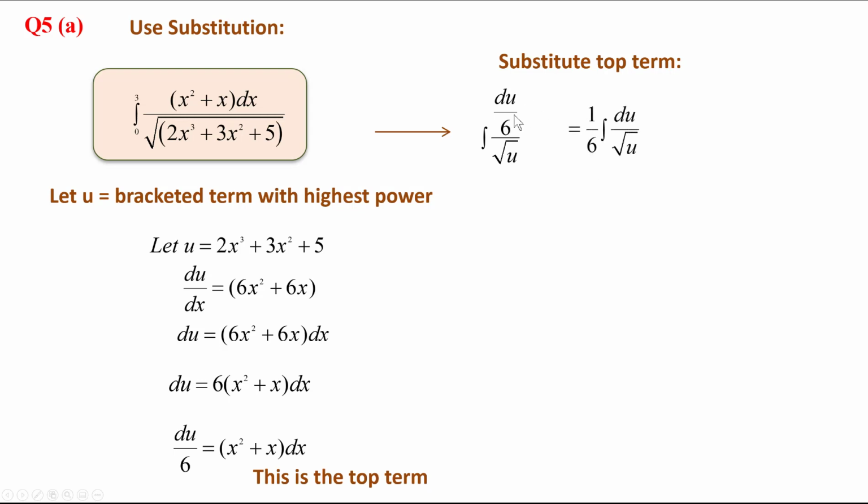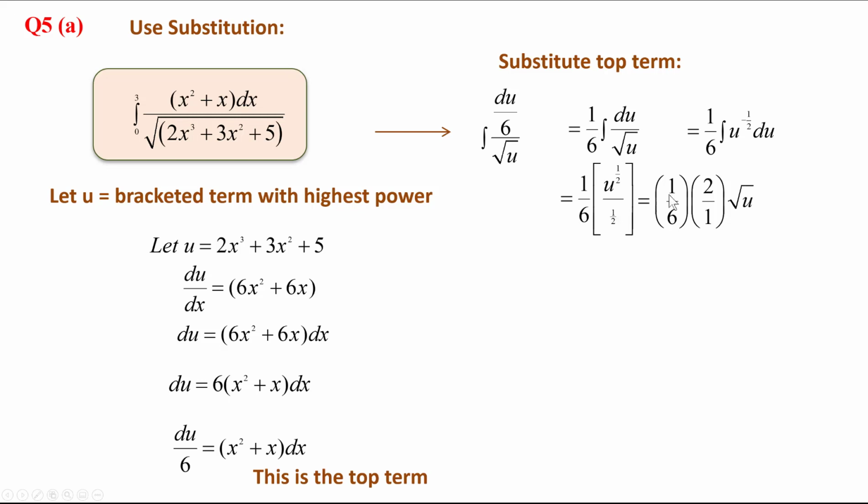So we can take out the 1 over 6 and we can write the square root of u as u to the power of a half, and 1 over the square root of u is u to the power of minus a half. So now integrate u to the power of minus a half. So we add 1 onto the power, so adding 1 onto minus a half gives us a half, and divide by the new power, we divide by a half. Now when we divide by a fraction, that's the same as multiplying by the inverse of the fraction. So dividing by a half is the same as multiplying by 2 over 1.